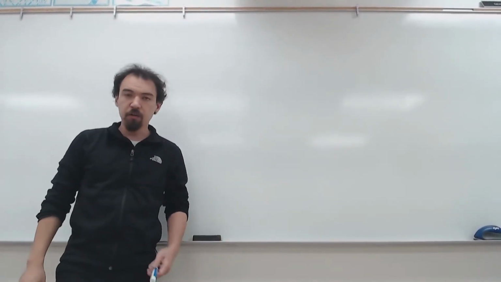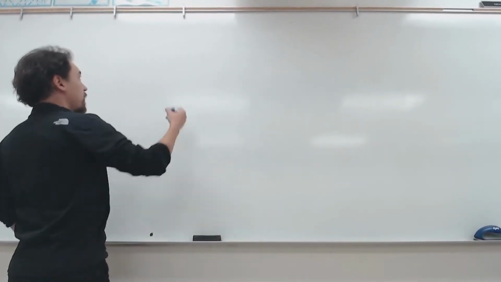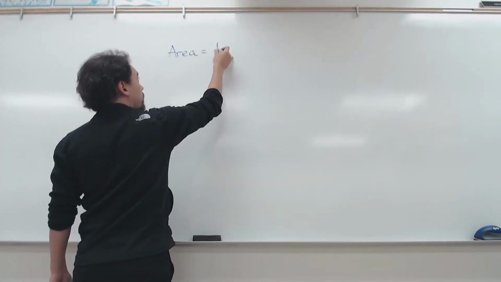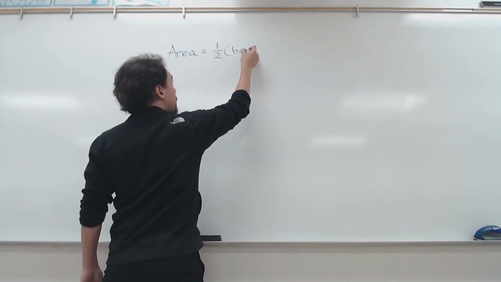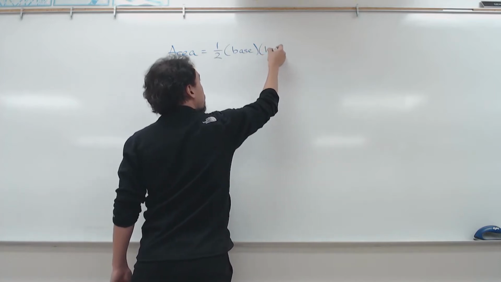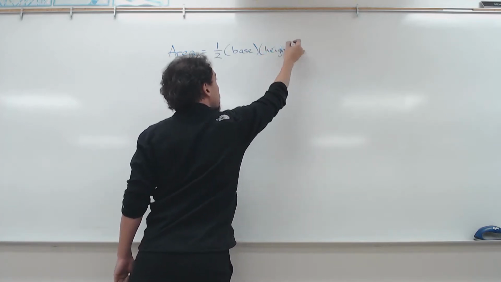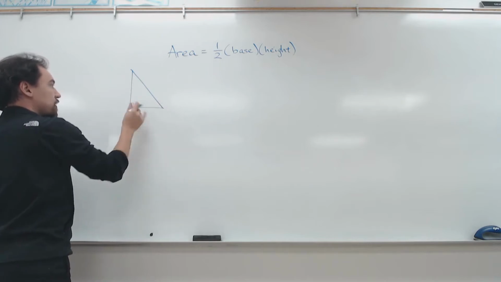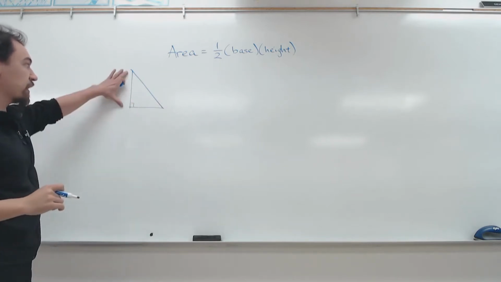Welcome back. Our goal today is to find the area of triangles. In geometry, we learned that the area of a triangle can be found by taking 1/2 times the base times the height. In the case of a right triangle, the base was the length of one of the legs, and the height was the length of the other leg.